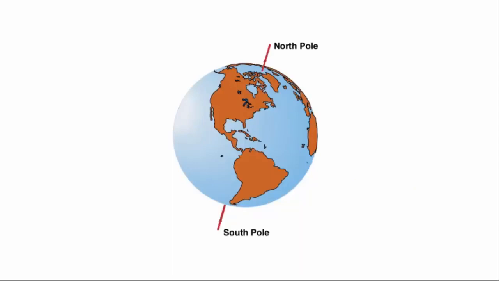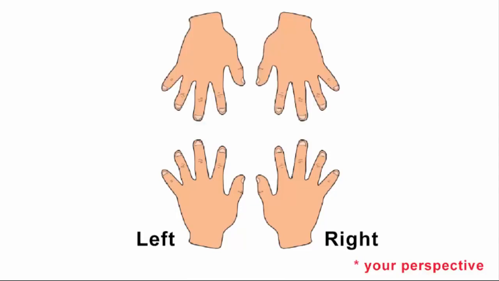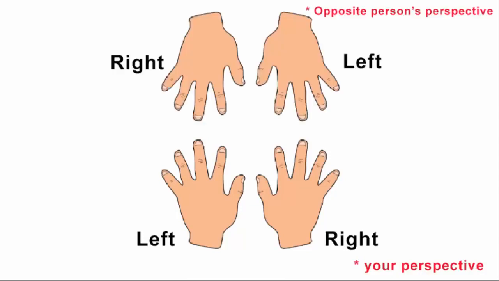Now the next follow-up question is, in which direction does the jet stream flow? To answer this question, we will have to answer another question, that is, in which direction does the Earth rotate? Now this is a very tricky question. People often overcomplicate things here. Do not mix your left and right viewpoint with east and west directions. Left and right depends upon your perspective. What is left to you is right to the person standing opposite to you.